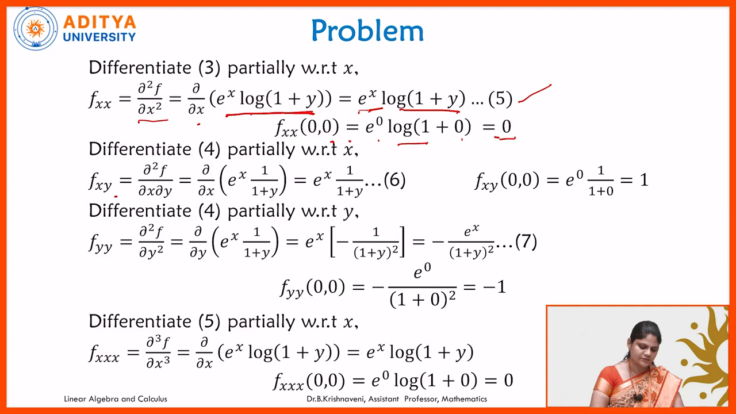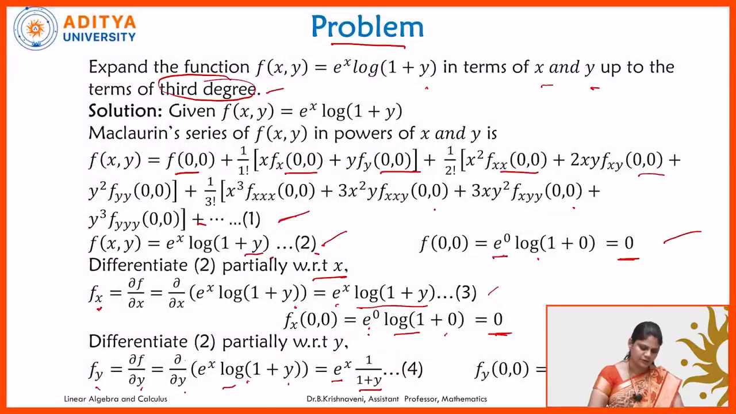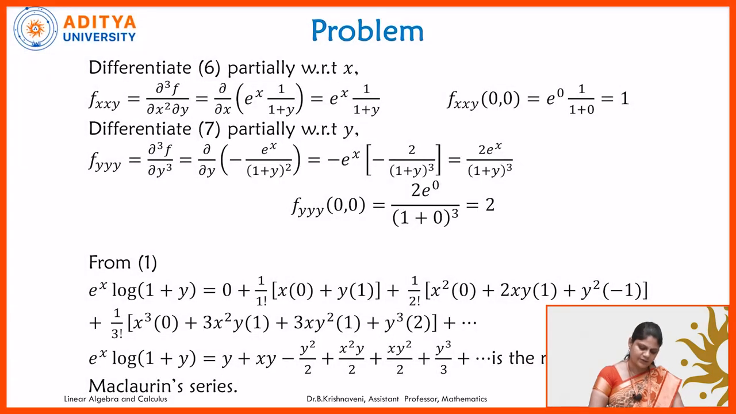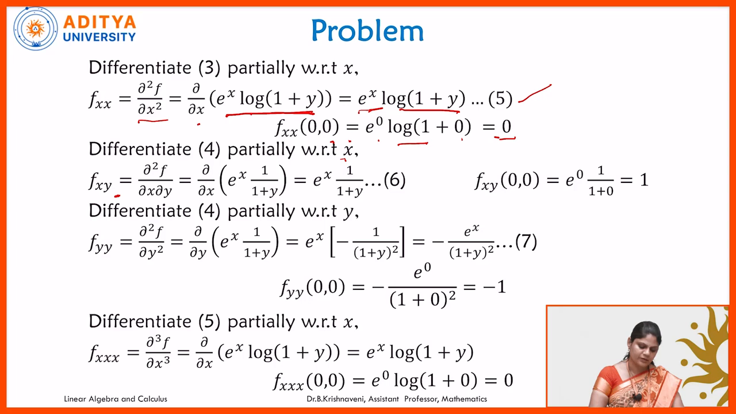Next to find fxy, now differentiating 4 with respect to x or differentiating 3 with respect to y, either way you can find it out. Fxy, that is dou square f by dou x dou y, is dou by dou x of e power x by 1 plus y. Now with respect to x, e power x derivative is e power x, and 1 by 1 plus y is constant. Let it be equation number 5. Find out fxy(0,0), that is e power 0 by 1 plus 0, that is equal to 1.